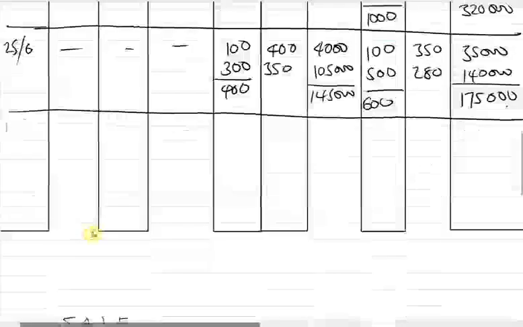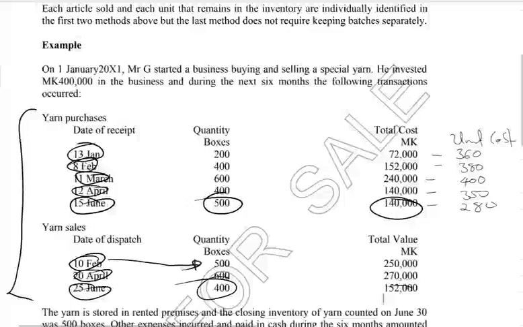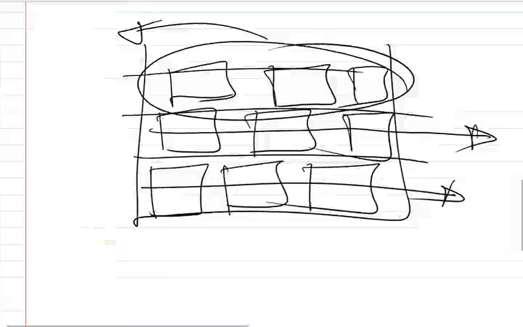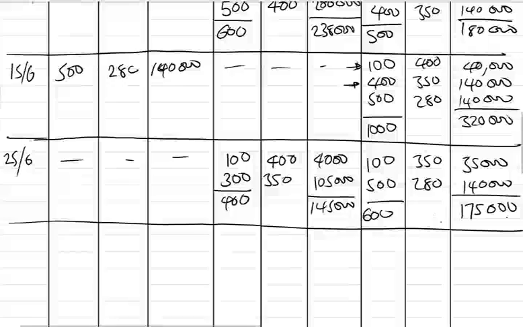So what happened is this. When they went for the inventory count, they said it here, right? Yarn is sold in a rented premises, and the closing inventory of yarn counted on 30 June was 500 boxes. So after the inventory count, they counted that the boxes are only 500, but on our schedule there are 600 boxes. Have you noticed? We have 600 boxes, but they have counted that there are only 500 boxes, meaning that is a stock loss. Meaning it might be they have been damaged or they have been stolen. So that one should be treated as a stock loss rather than a cost of production.